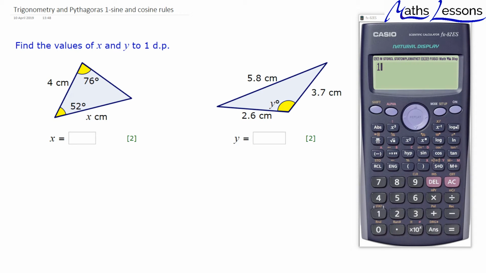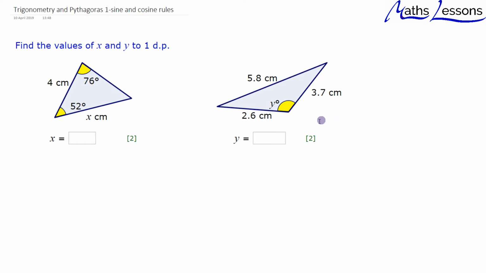Today's stream is going to be basically on trigonometry using sine and cosine rule and looking at 3D trig. So here's our first couple of questions. I'm going to give you 3 minutes to see how much of this question you can get done. Okay, starting from now.